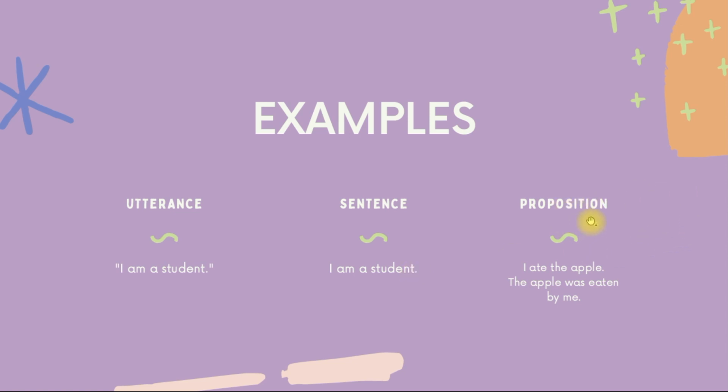Then we'll come to the proposition. We have 2 sentences here. I ate the apple. The apple was eaten by me. So what we have here are 2 sentences, but actually this is only one proposition, because the first sentence and the second sentence have the same meaning, or we will understand one meaning from those 2 sentences. So "I ate the apple" and "the apple was eaten by me" actually have the same proposition, that the apple was eaten, or that there is someone who ate the apple.